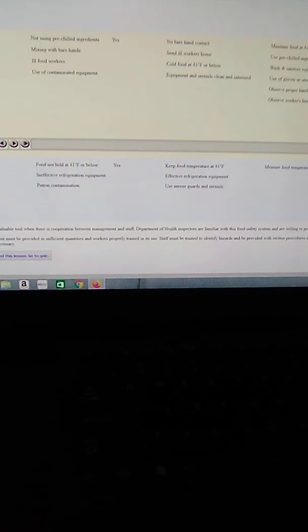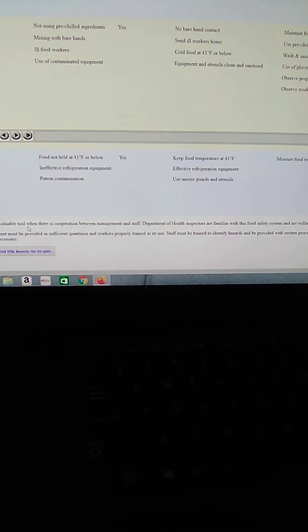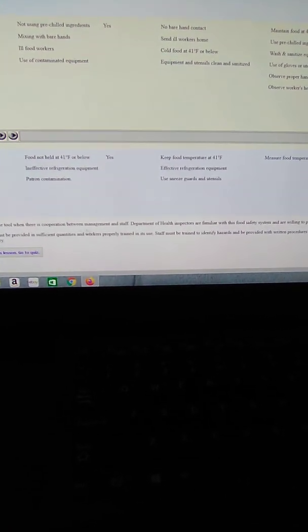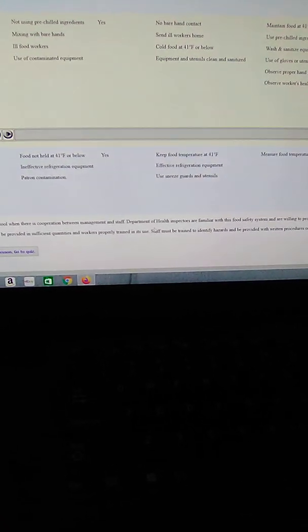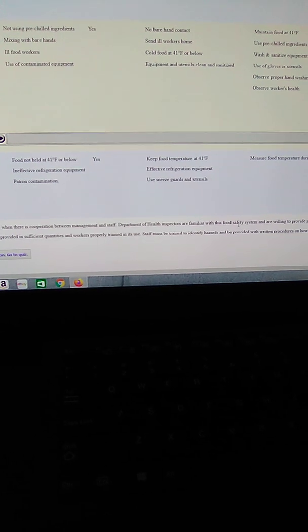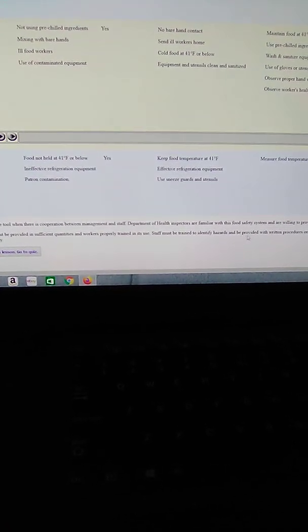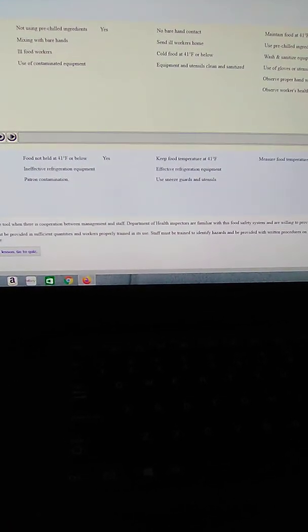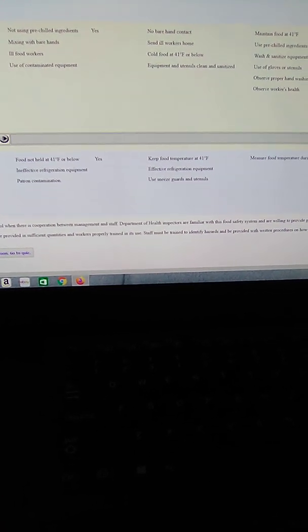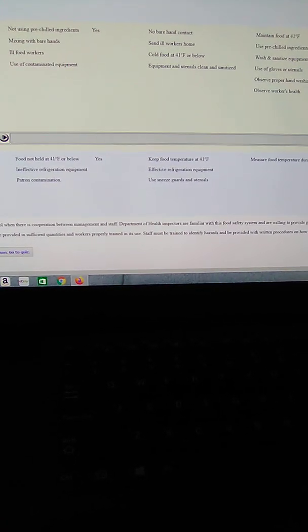Okay. This system is an invaluable tool where there is cooperation between management and staff. Department of Health inspectors are familiar with this food safety system and are willing to provide guidance. Appropriate equipment must be provided in sufficient quantities and workers properly trained in its use. Staff must be trained to identify hazards and be provided with written procedures on how to prevent, reduce, or eliminate them. These procedures must be reviewed periodically and updated when changes are necessary.